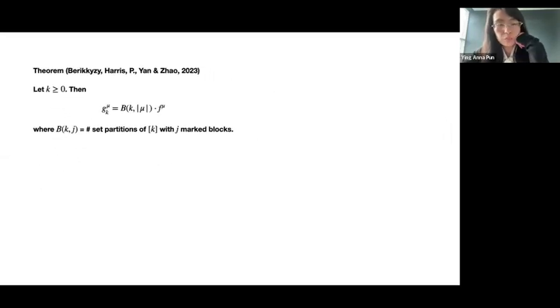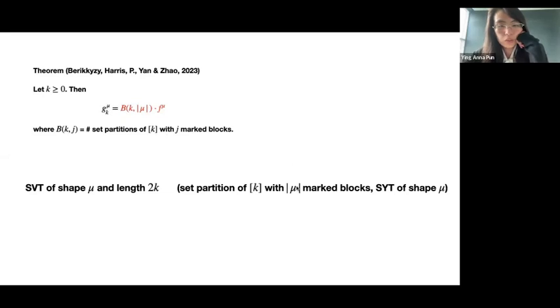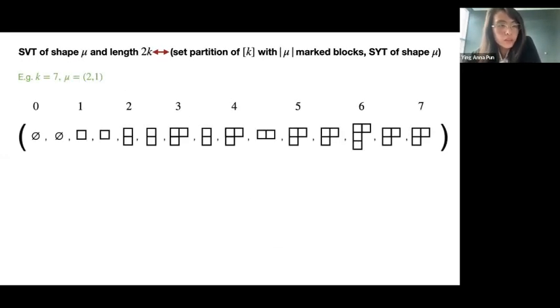So how do you actually prove something like this? Remember, the G_k mu represents the simplified vacillating tableau. I use SVT here of shape mu and length 2k. And then I have this pair, which is the number of subpartitions of size k, 1 to k, with the mu marked blocks. I translate that, and this is the standard Young tableau of shape mu. Basically, what I want to do is set up a bijection between them. So how does that work here?